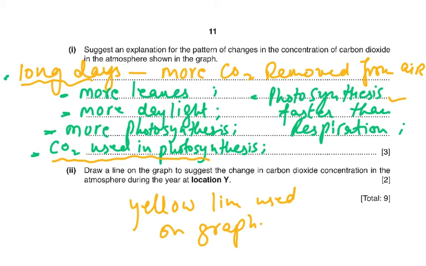Now, the last is a 2 marks thing that you had to draw a line on the graph to suggest the change in carbon dioxide concentration in the atmosphere during the year at location Y. Now, I was looking at the exam report of this and it says hardly any student got this correct. So this was a very difficult question and I'll just show it to you, and I've shown it as a yellow line on the graph. You had to do this on the graph, not drawing it somewhere else, but on the graph.